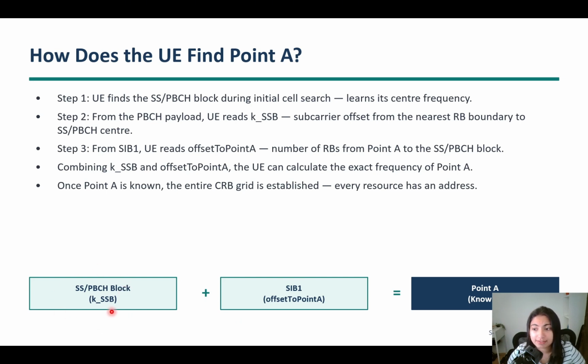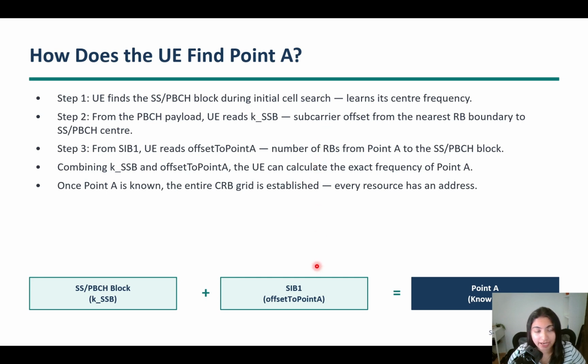KSSB specifies the subcarrier level offset between the SSPBCH block and the nearest CRB boundary. In case this explanation is not clear, I'll explain this in more detail in the coming slides with a diagram. By combining KSSB and offset to point A, the UE can calculate the precise location of point A. Once point A is known, the entire common resource block numbering is known to the UE.